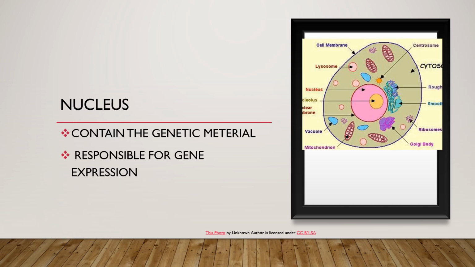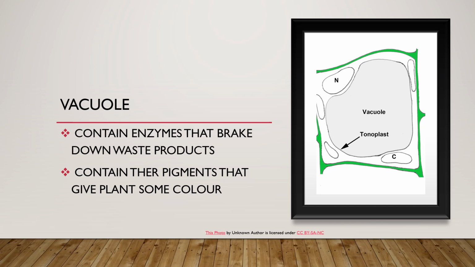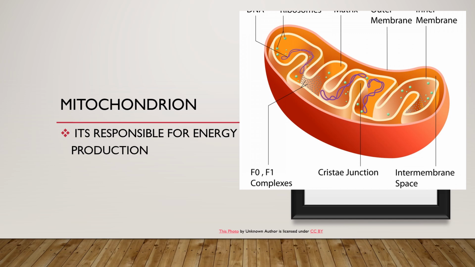Then there is the nucleus with two functions. The first function is that it contains the genetic materials. The second function is that it is responsible for gene expression. Then there is the vacuole, and we will look at two functions of it. The first function is that it contains enzymes that break down waste products. The second is that it contains pigment that gives color, specifically in plants.